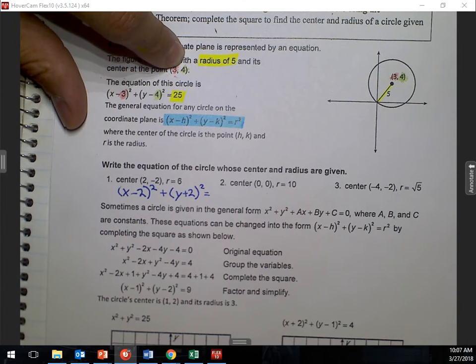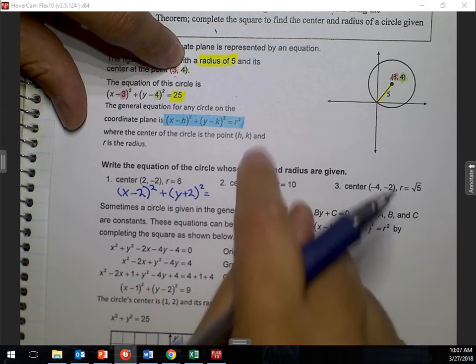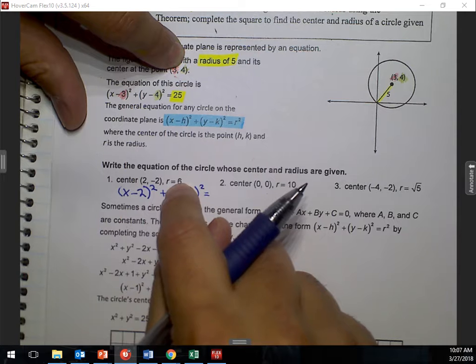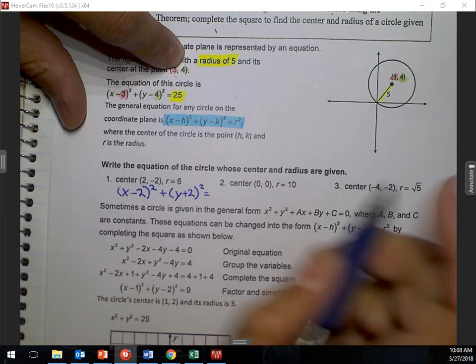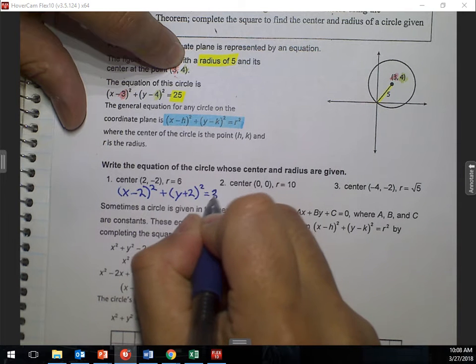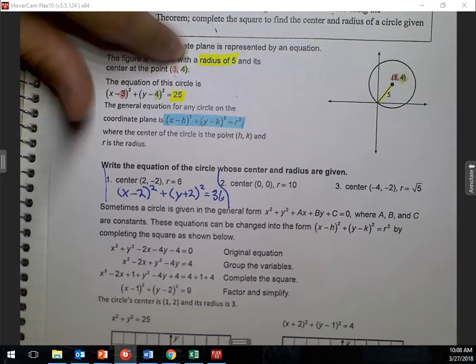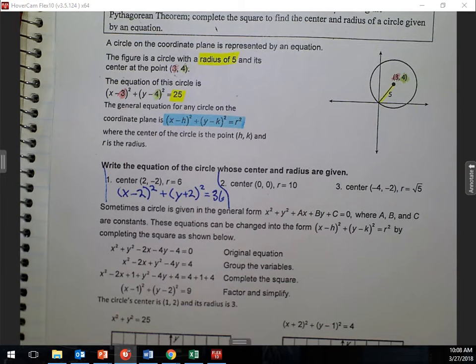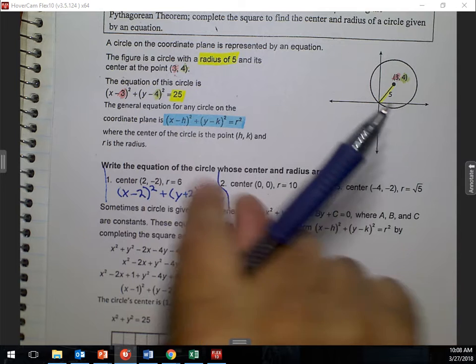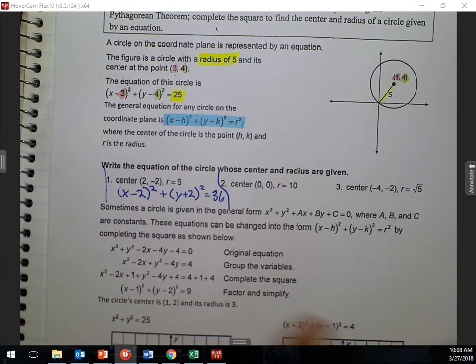Squared equals, now, my radius here is 6. So what am I going to do to that radius? Square it, so I get 36. Is that easy? That's the equation. It gets a little bit harder later on, and you'll see why, because we're going to go from this into a different format.